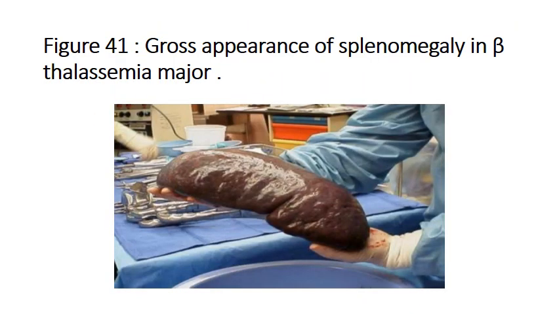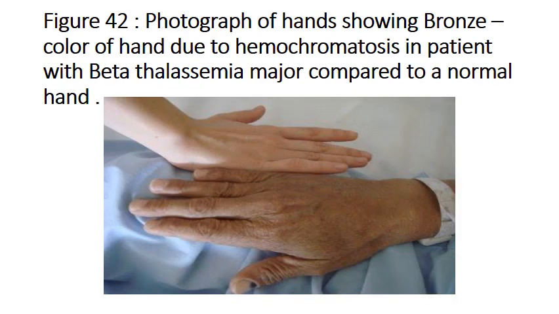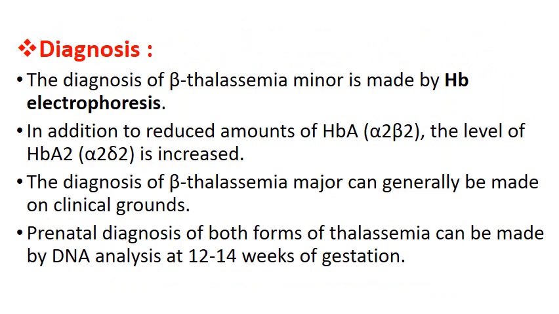This is a gross appearance of the splenomegaly in beta thalassemia major. It's actually a very huge spleen. Most of those patients undergo surgery to remove the spleen. Very large spleen actually. These are the hands of the patient, which are bronze looking because of the hemochromatosis due to the repeated blood transfusion. So the patient has hemochromatosis in beta thalassemia major.